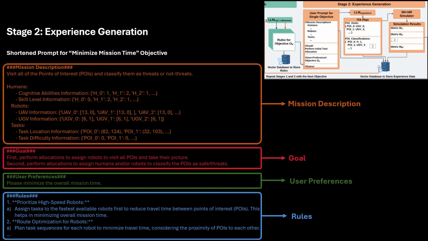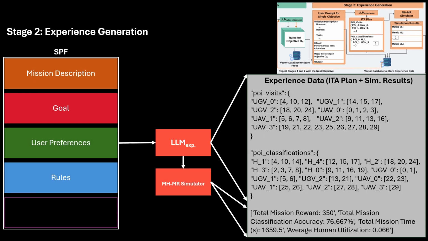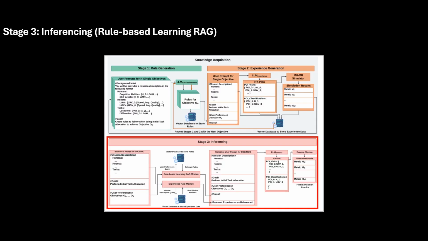The second stage is experience generation, where the LLM performs ITA for 10 random missions for each objective to generate experience data. The prompt now also includes the relevant objective-specific rules from stage 1. For each mission, the LLM generates an ITA plan as shown on the right. The ITA plan is deployed in our OpenAI Gym simulator and performance data is recorded. This experience data is used to refine the rules stored in the vector database and is also stored for future use.